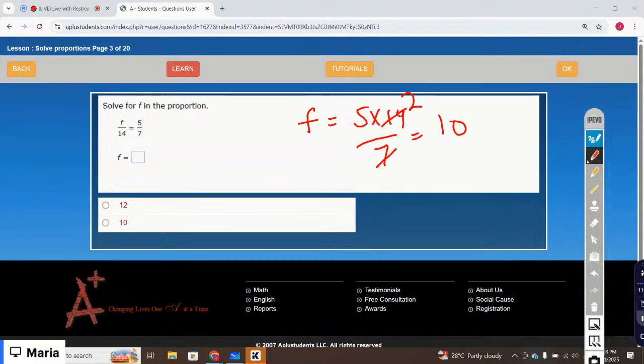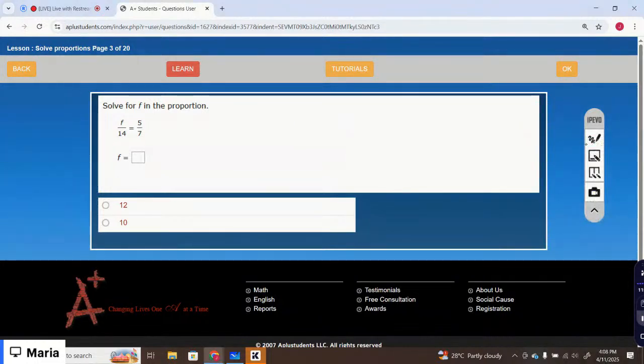Grade 9 it is, not grade 4. How grade 4? Today is Saturday, sorry, Friday. We have grade 7, 8, 9, and 10.